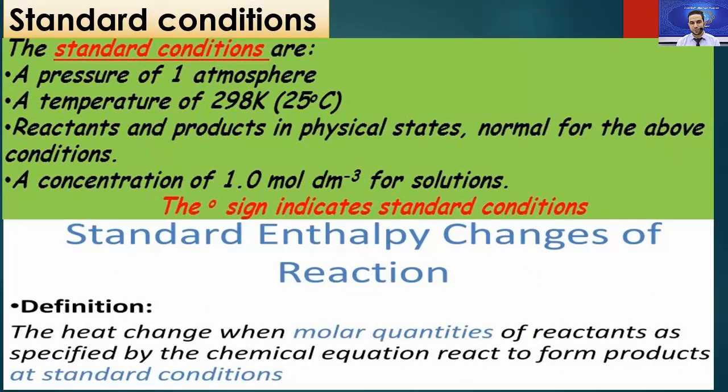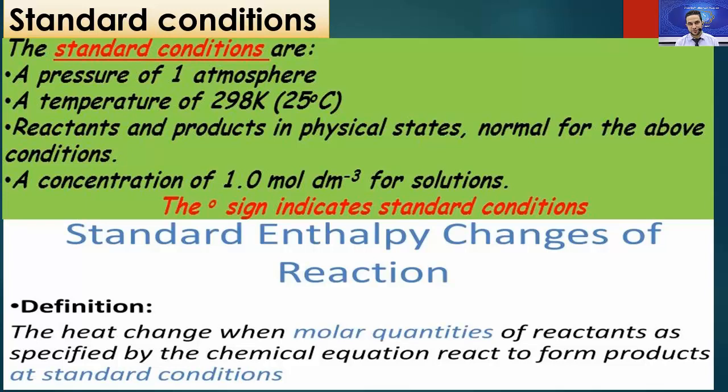Firstly, we have to know what the standard conditions are in calculating enthalpy change. We have pressure 1 atmosphere, or you can write 100 kilopascals, so 1 atm or 100 kPa. Temperature 25 degrees Celsius or 298 kelvins. And concentration 1 mole dm^-3, only for solutions. And the reactants and the products are in their normal physical state.